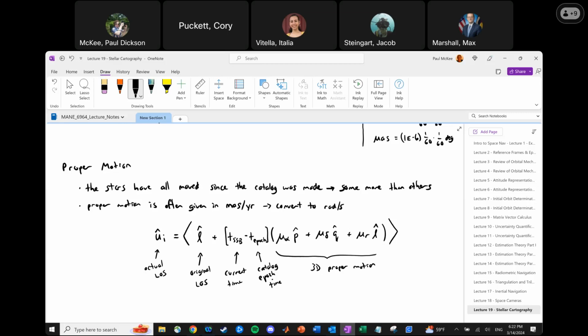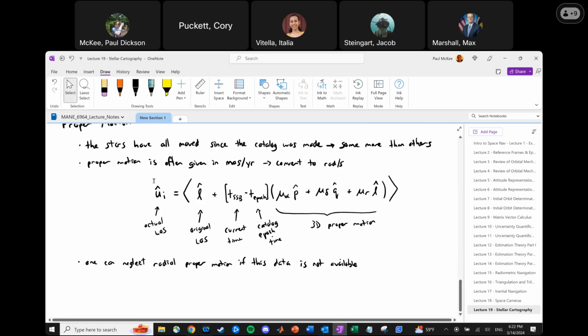Now, I should mention that one can neglect radial proper motion if this data is not available. This is not typically a huge perturbing effect. All right, so far so good.